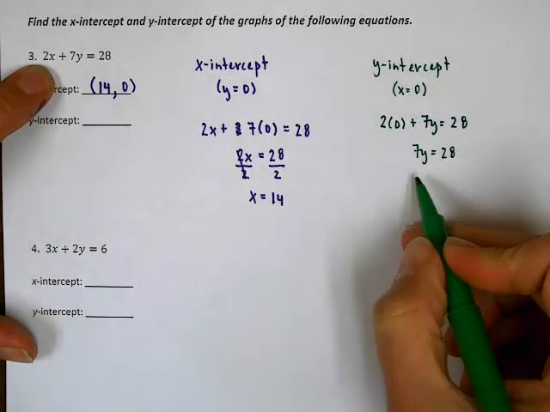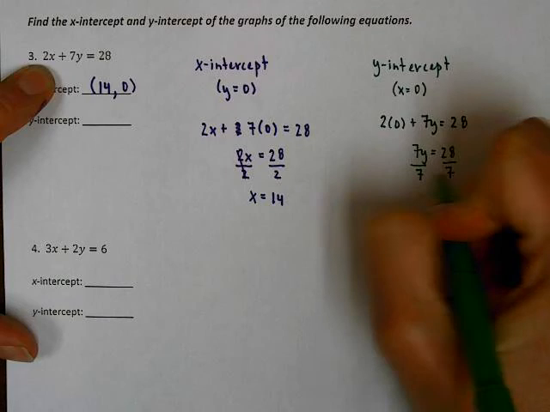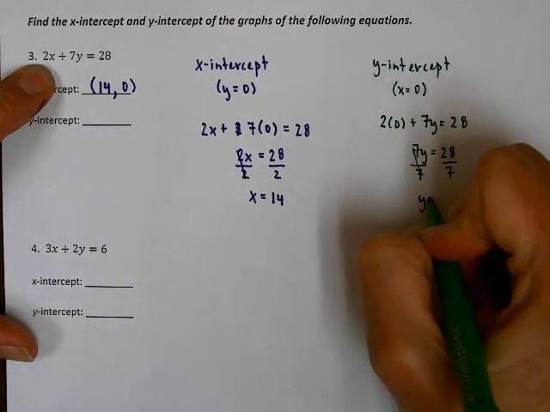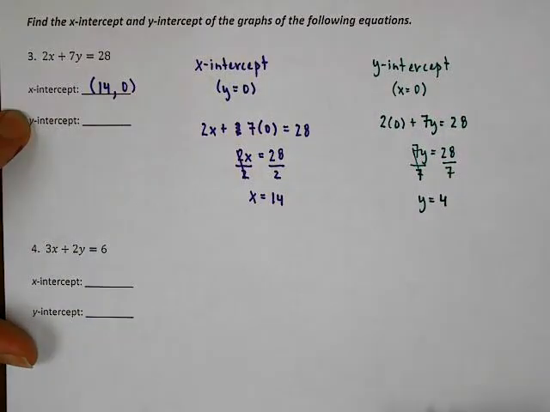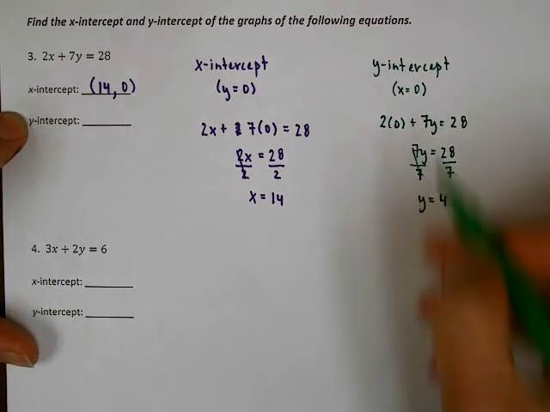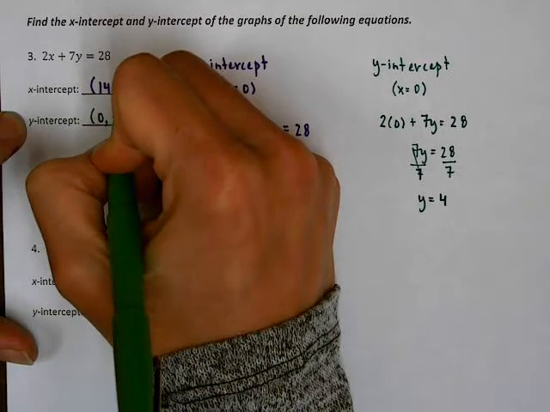And just like before, I'm going to solve by dividing by 7 on both sides. And I get y equals 4. Again, when I write my intercept, I write it as an ordered pair. We said the y-intercept is the place where x is 0. So my x-coordinate is 0. My y-coordinate is 4.